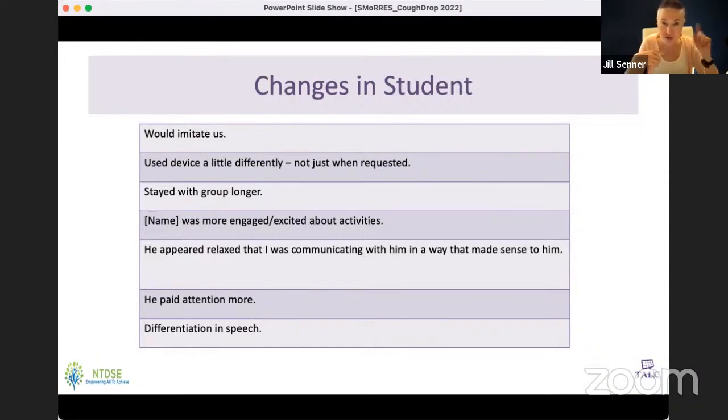So stop and think about this. There have been other studies that have shown that when we use an AAC in a child-directed activity, we get increased engagement. This is what the staff are talking about. We didn't measure it in our study. We weren't looking for it, but they're describing it here. He paid attention more. There was differentiation in his speech.